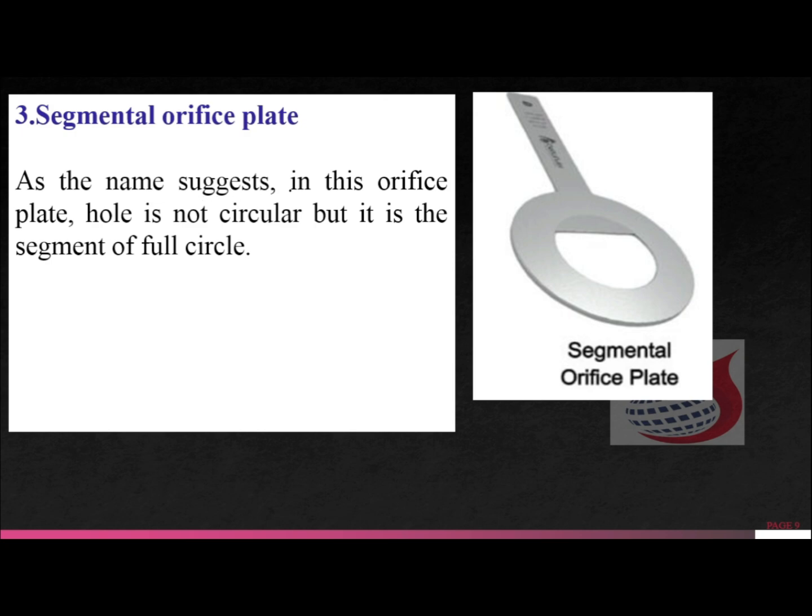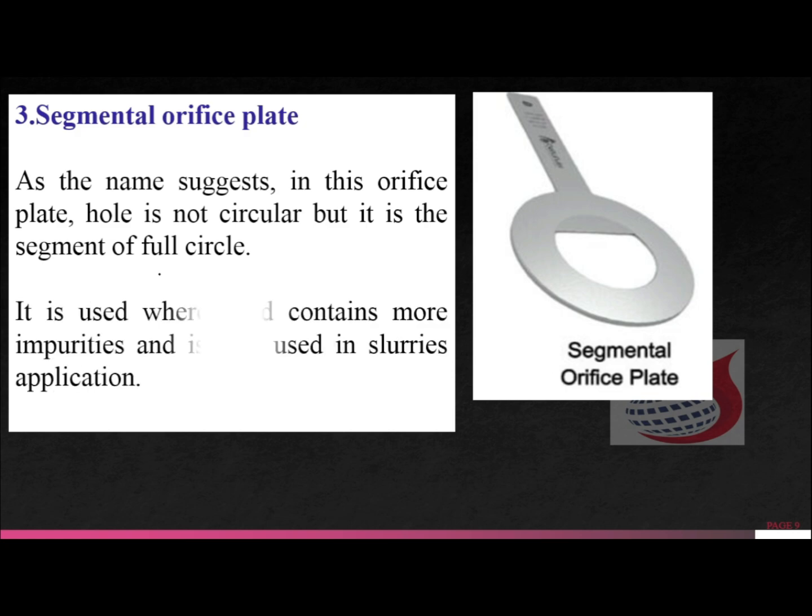As the name suggests, in this orifice plate, the hole is not circular but is a segment of a full circle. It is used where the fluid contains more impurities and is also used in slurry applications. So you have to remember where we are going to use this type of orifice plate. We are going to use this type where there are more impurities in the fluid and in slurry applications.